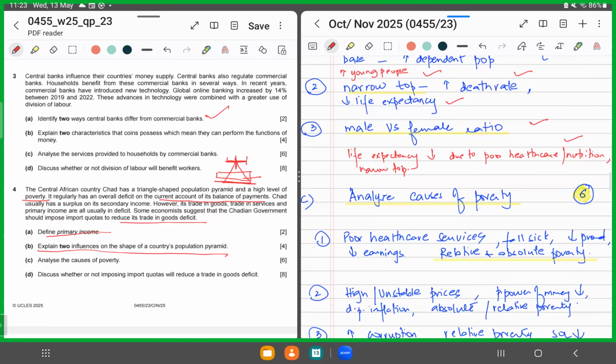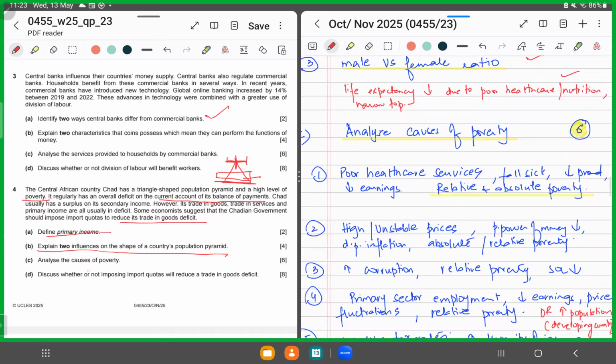Moving forward, part C. Part C is an analyze question. They are asking us to analyze the causes of poverty. Now, there are two kinds of poverty, absolute and relative. Absolute poverty is when people are unable to have access to the basic necessities of life. And relative poverty is when people are earning less in comparison to others or the higher income groups. So once we're talking about poverty, we are going to identify reasons and then develop the chain of cause analysis. So we're going to say that yes, Chad is affected by poverty. The majority of the population is influenced by high levels of poverty because it offers poor health services.